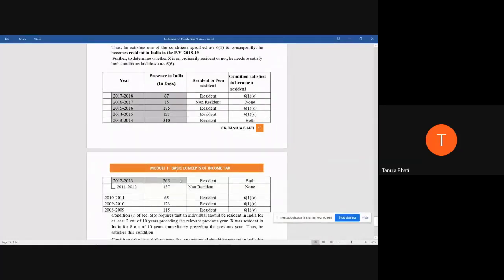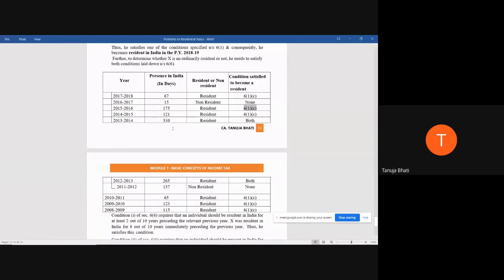As it is from the question, I have copied these two columns. Now let us see whether he is a resident or non-resident. In this year he is tagged as a resident. How do you tag whether he is a resident or non-resident? Based on the basic conditions. So which condition did he satisfy? He satisfied the second basic condition which is specified under section 6 subsection 1 clause C. Next is 15. He is a non-resident because he is not satisfying any of the basic conditions. Third one, he becomes a resident under which condition? Section 6 subsection 1 clause C.